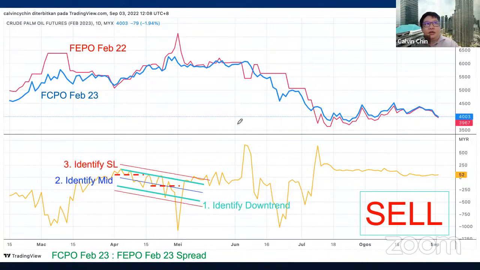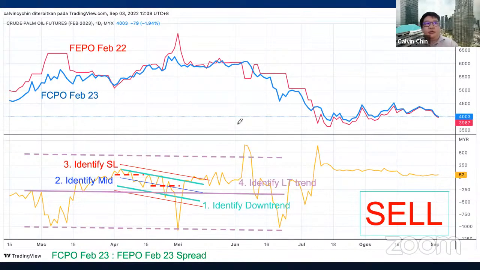Third is identify the stop loss level. Fourth is identify the long-term trend. Long-term trend is sideways, so you have to use the sideways method to do it, and enter when breakout. So when sideways in an upward zone, you sell, and in a lower zone, you buy.